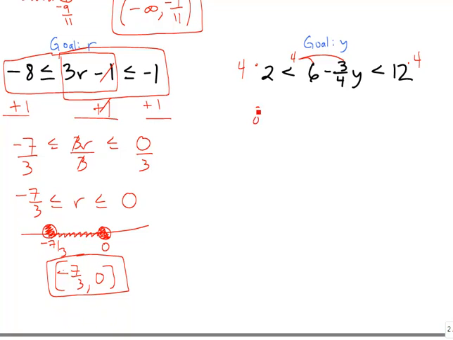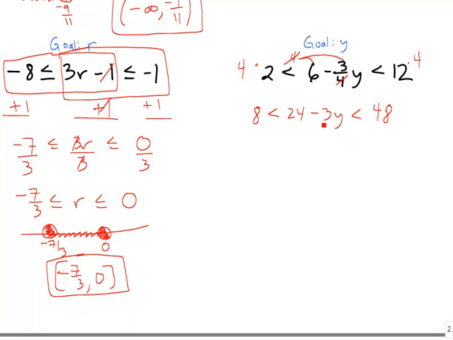4 times 2 is 8. 4 times 6 is 24. 4 times 3/4, multiplying by 4, has the exact purpose of canceling out that 4. So all you should be left with is that numerator, minus 3, and that y. And on the right side, 12 times 4 is 48. Notice that I multiplied by a positive 4, so I didn't have to flip any inequalities.